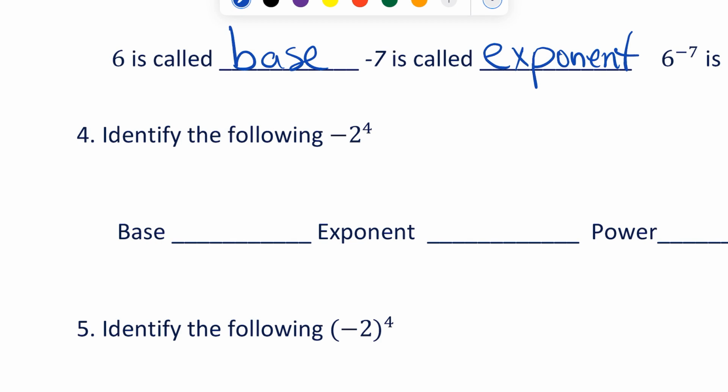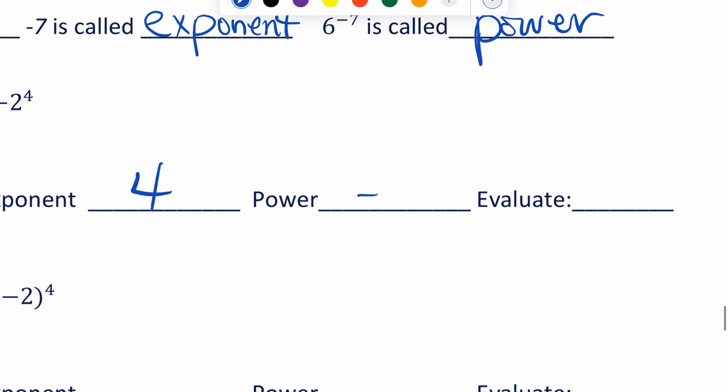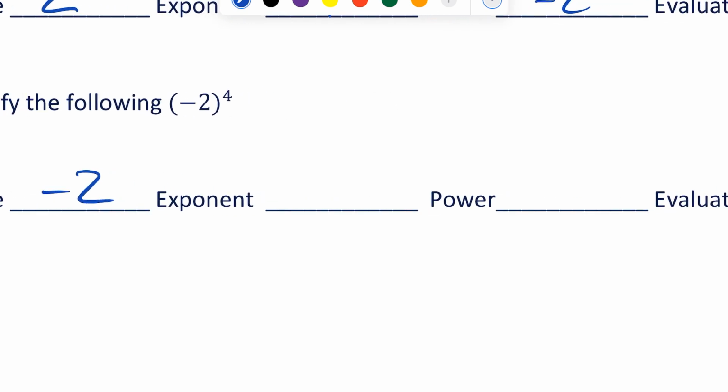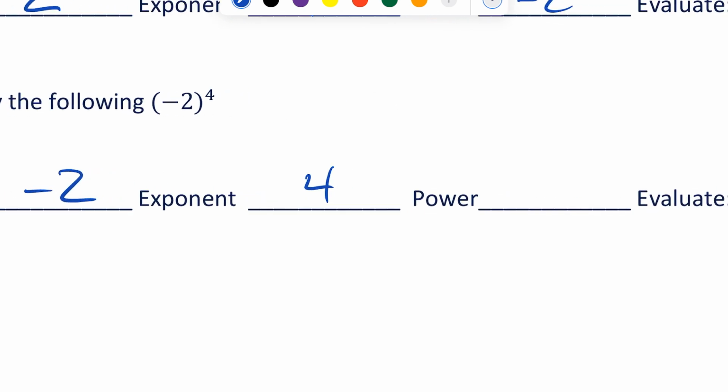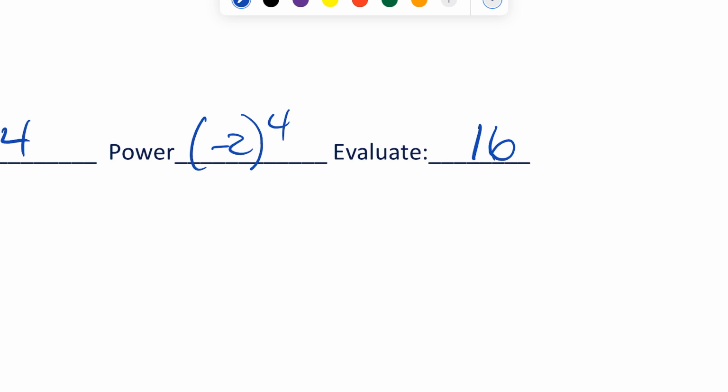The base on this is 2. The exponent on this is 4. The power is, and this would be -16. The base on this is -2. The exponent on this is 4. The power on this is -2 in parentheses to the fourth, and that would be a +16.